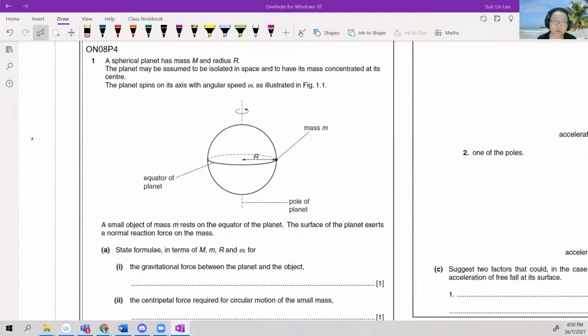So this is an old question, but I notice sometimes CIE likes to take an old question and modify it a bit, making it into a new question, but they're testing the same ideas. So if you understand the ideas, it should be okay. Trust yourself.